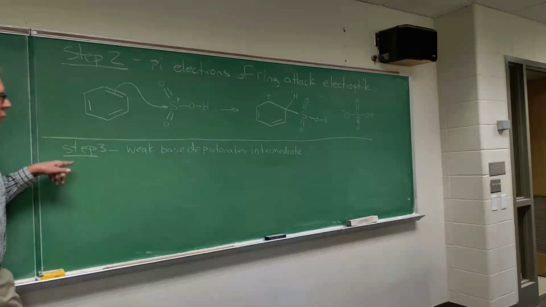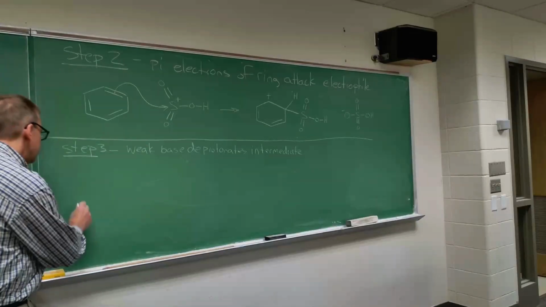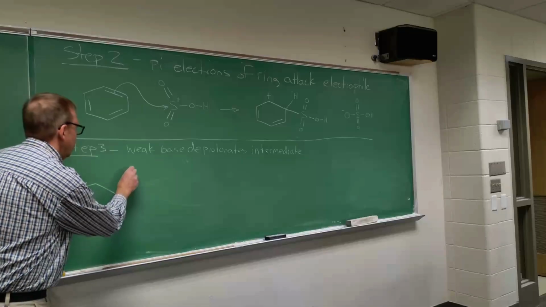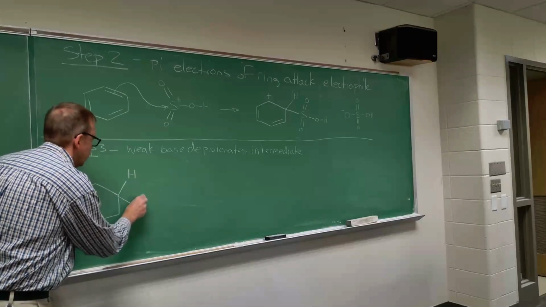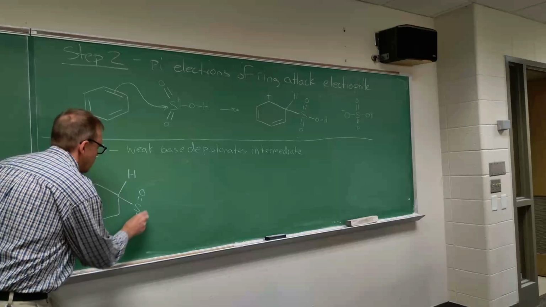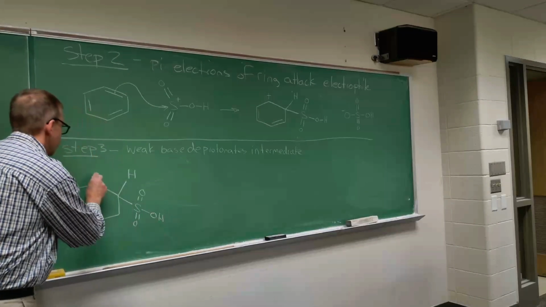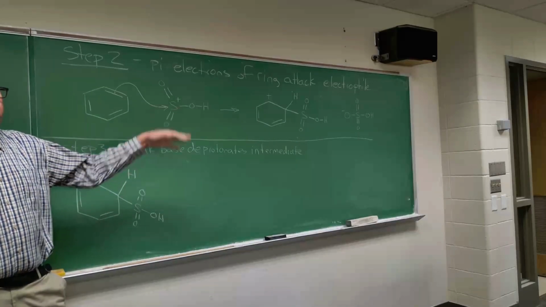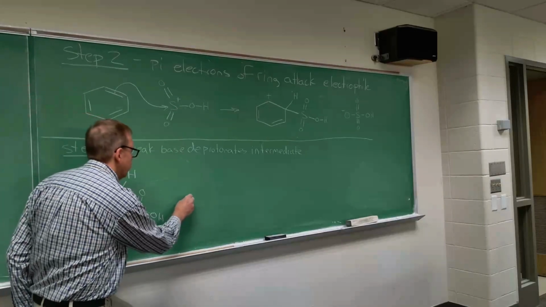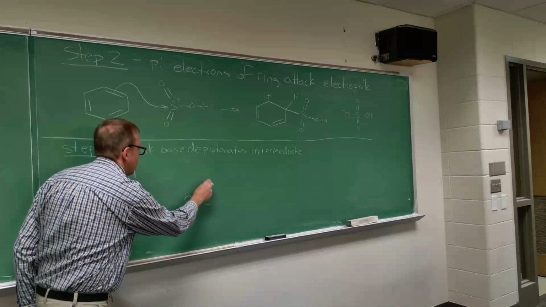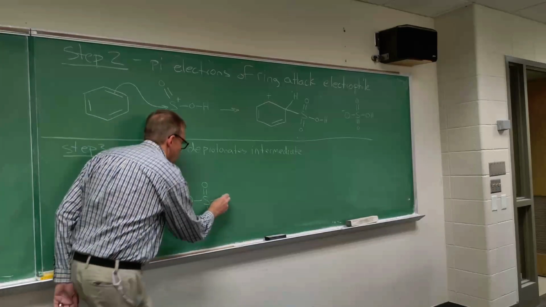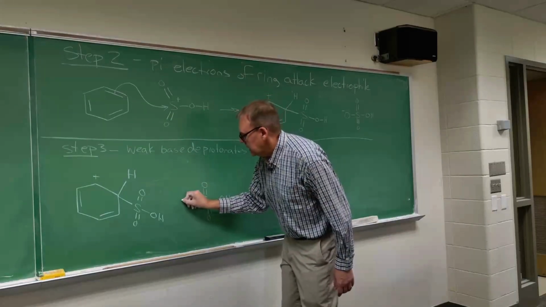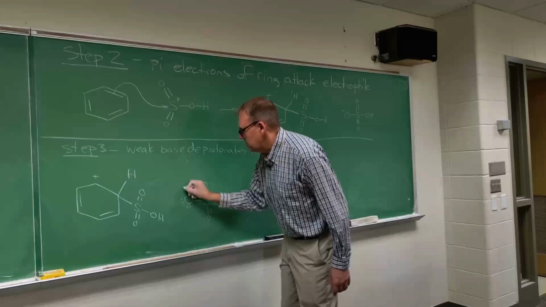So step 3 is weak base deprotonates the intermediate. And this is truly a very weak base, but it can grab its proton back. So I'm just recopying the intermediate from the product of the last reaction, and I'm going to redraw the hydrogen sulfate as well. I'm going to put that molecule on the board right here, and I'm going to use that as our weak base to deprotonate this non-aromatic intermediate.